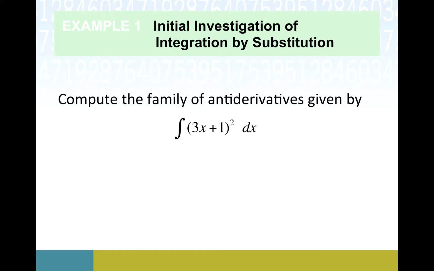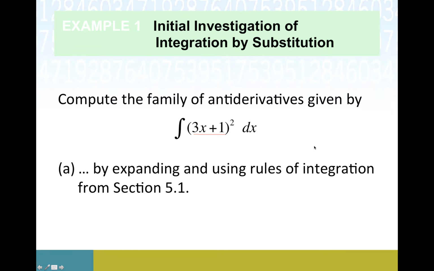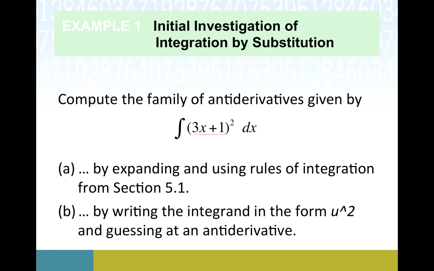this doesn't exactly look like our typical form, and I want to point out that this is pretty close. It looks like something squared, so that's relatively close to our standard form for the power rule, but it turns out it's not really close enough, actually. So we're going to try this a couple of different ways. First, we'll just do some algebra and then use the rules of integration that we've already established. And then we'll follow that up with something a little more creative.